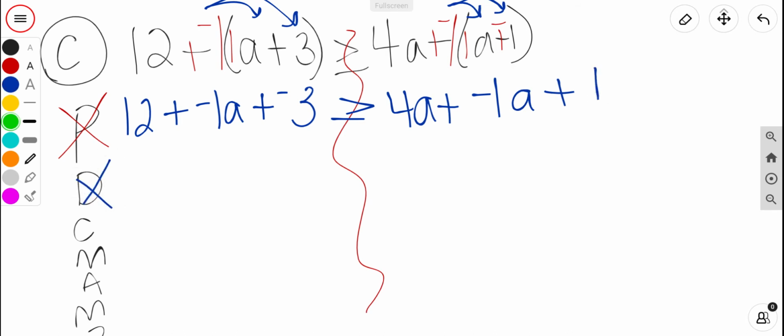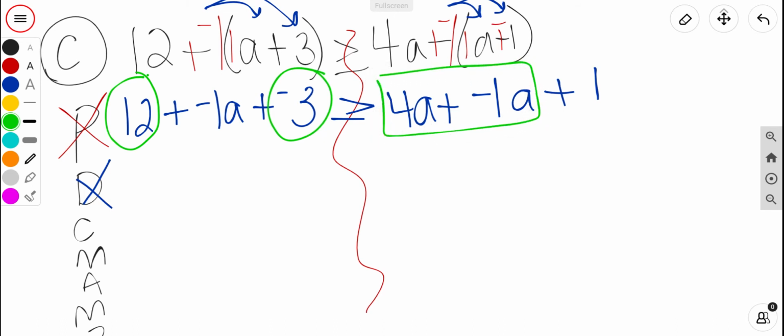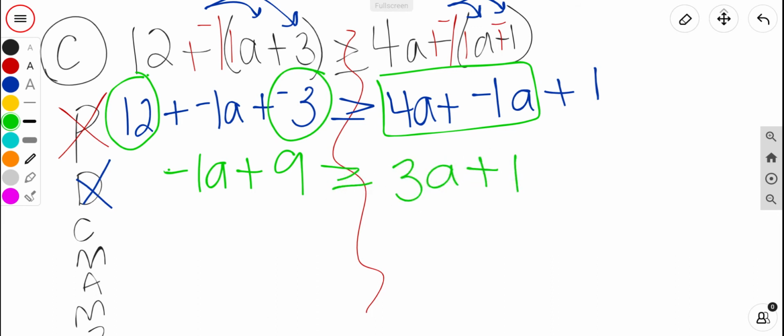Okay, combine like terms. So same side only, remember. So this time I've got 12 and negative 3 on this side. And I've got 4a and negative 1a on that side. So here I end up with negative 1a plus 9. And here I've got 3a plus 1.